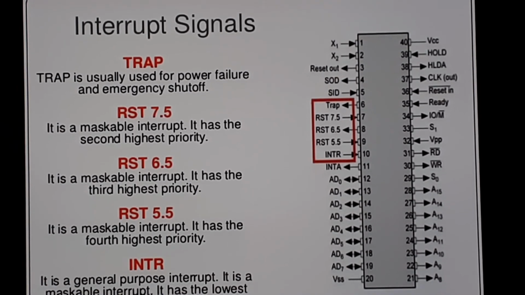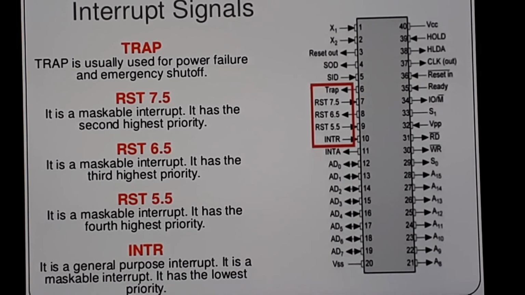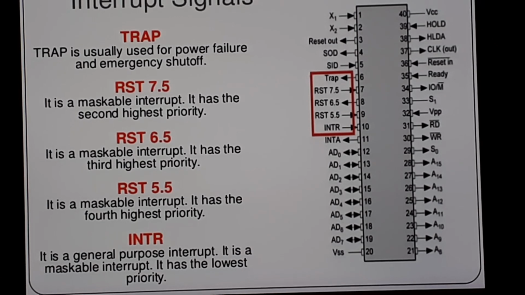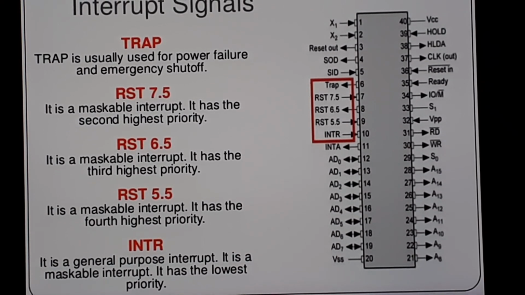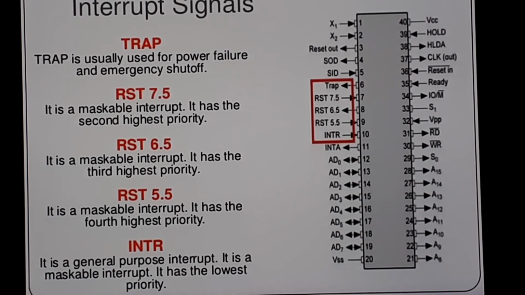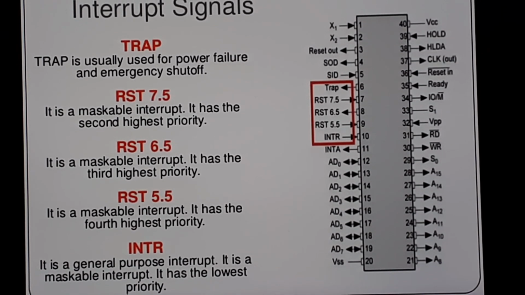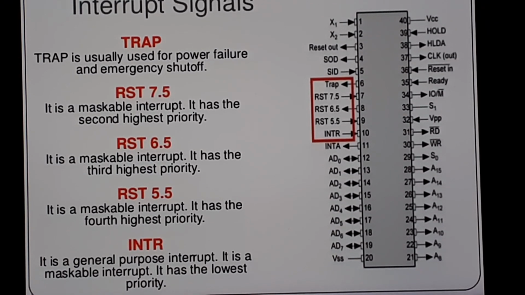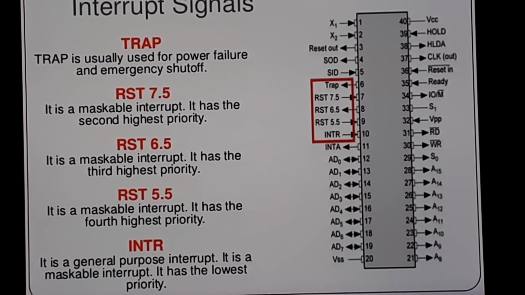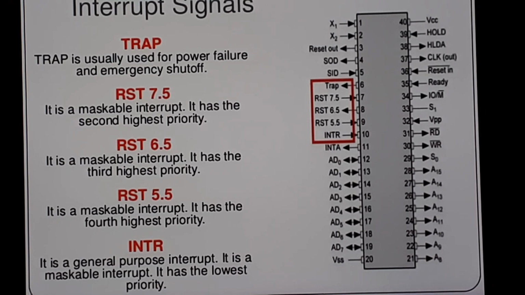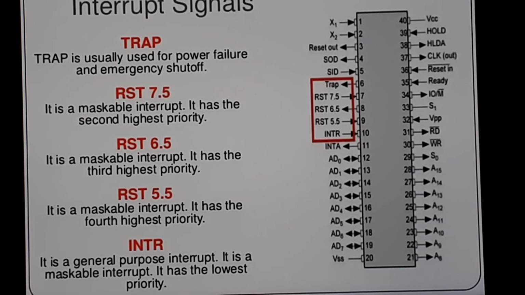Now the interrupt signal pins. Interrupt signal pins are from pin number 6 to pin number 10. If you see in the pin diagram, they are TRAP, RST 7.5, 6.5, 5.5 and INTR. These are said to be interrupts. An interrupt means a signal which comes in between the execution.